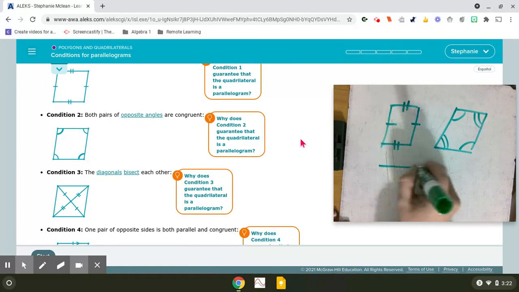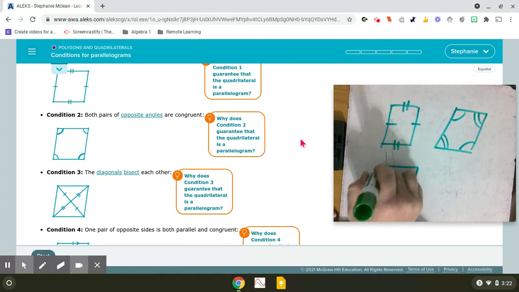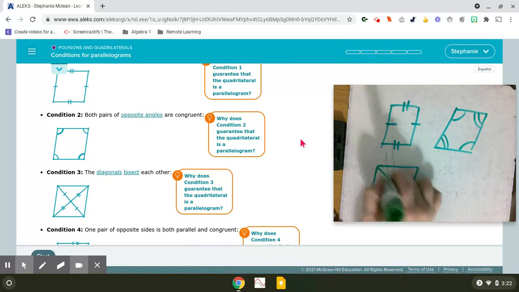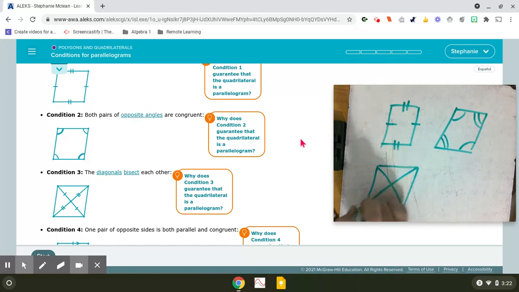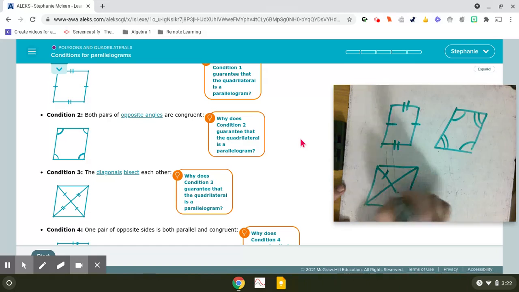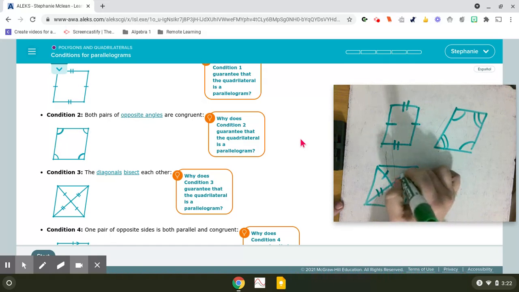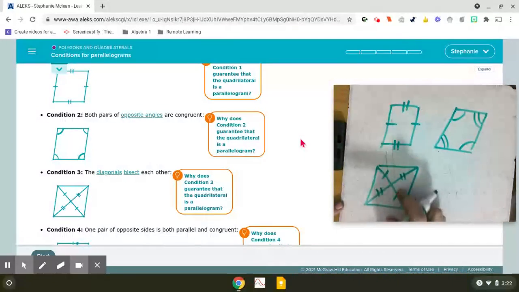So here's my parallelogram. I have these two diagonals and they bisect each other. So these two are congruent, those two sides. And then this diagonal is divided in half as well, so those two are congruent.